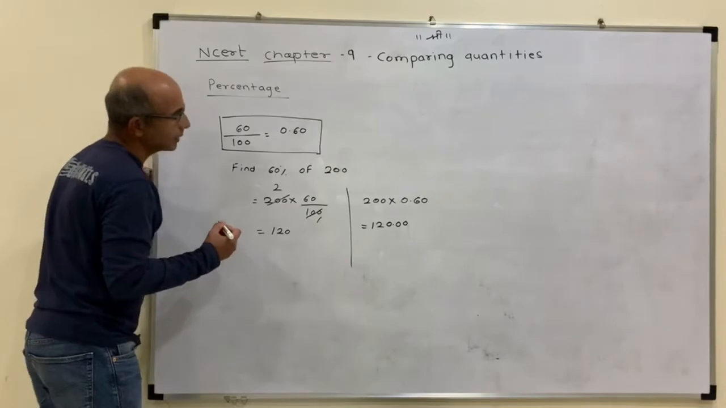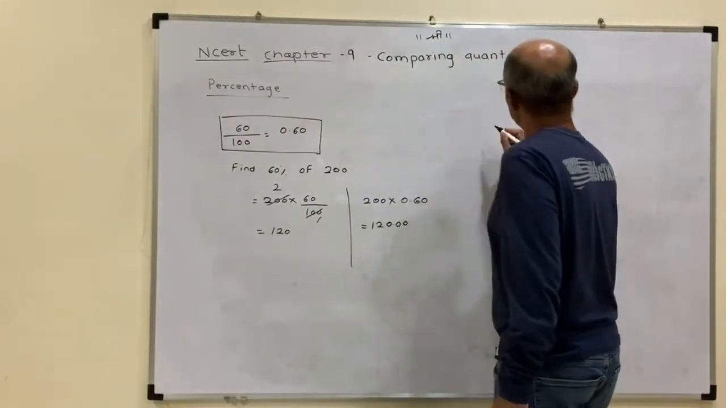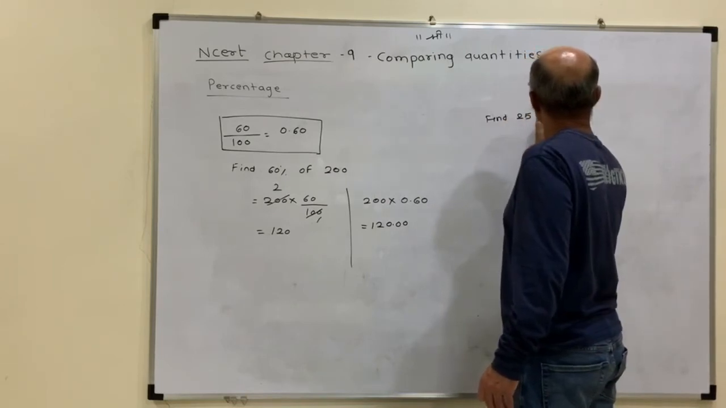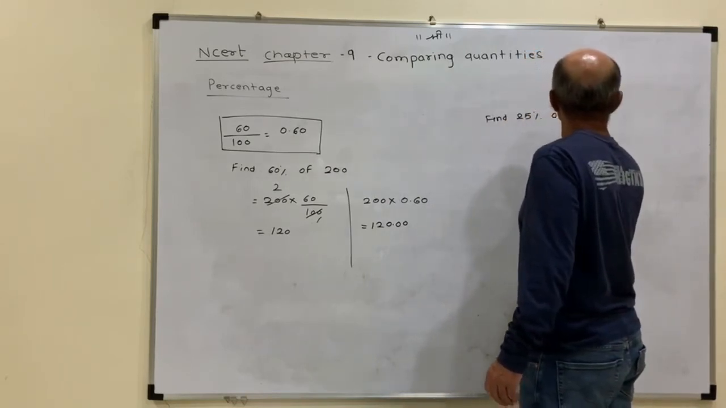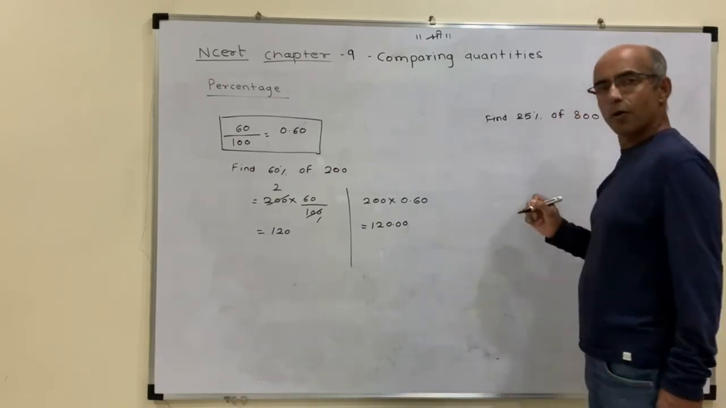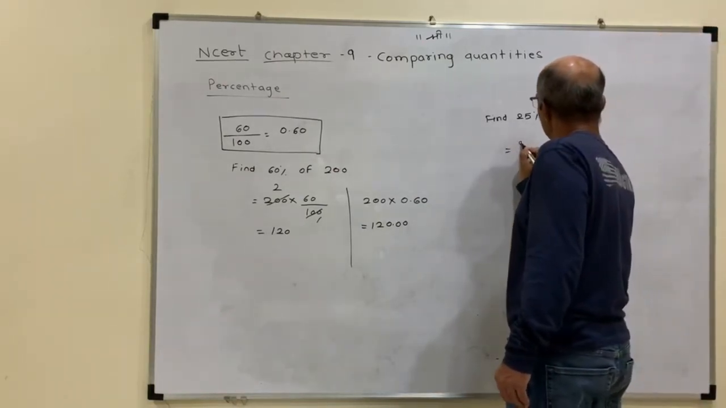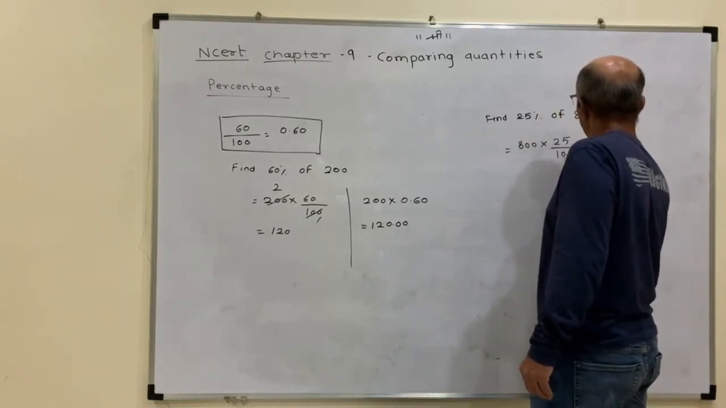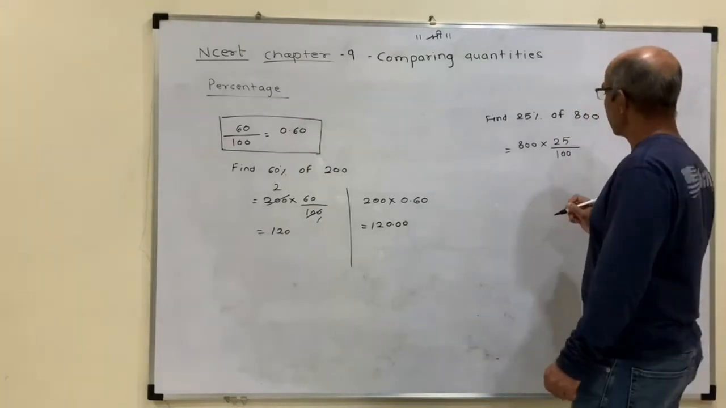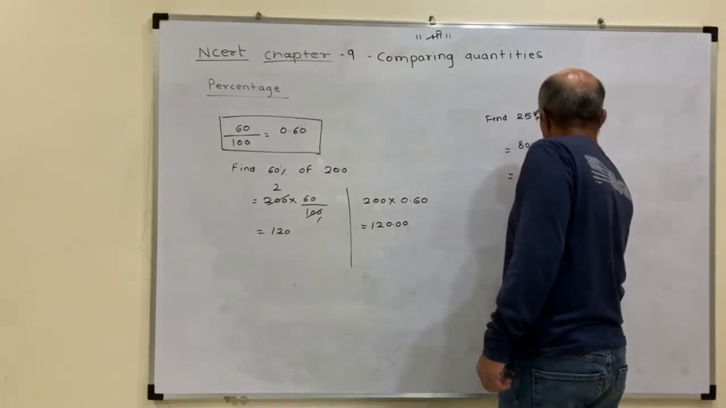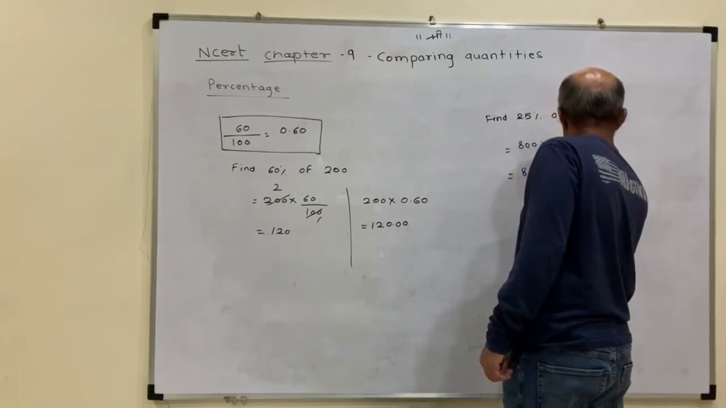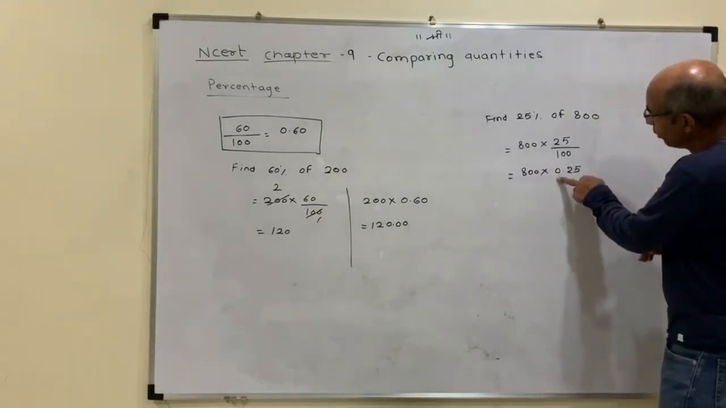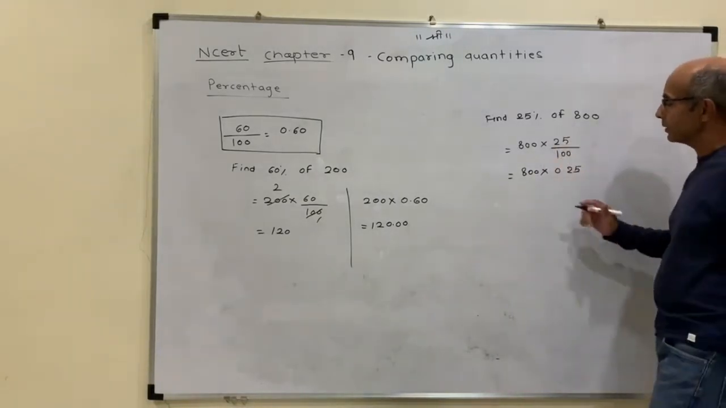Now the third example, if you see. If I say find 25% of 800, how are you going to do it? 800 into 25 divided by 100, or you can say in other terms, 800 into 0.25. Whichever you find comfortable, you do it. By putting this, you are just doing it in one step. That's it. Nothing more than that.